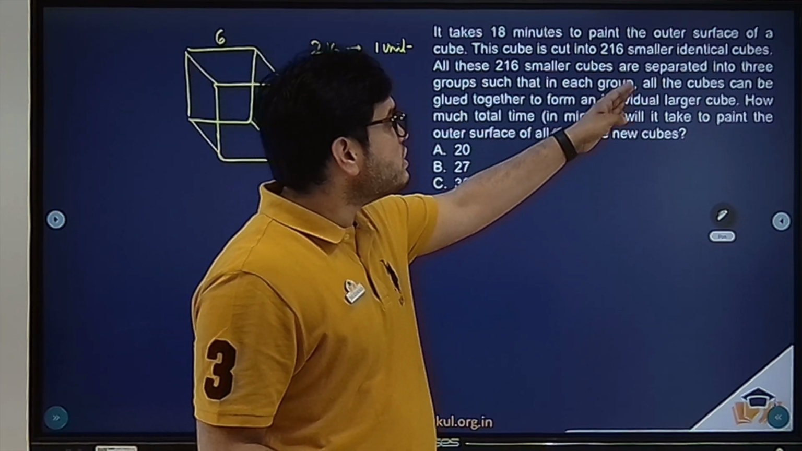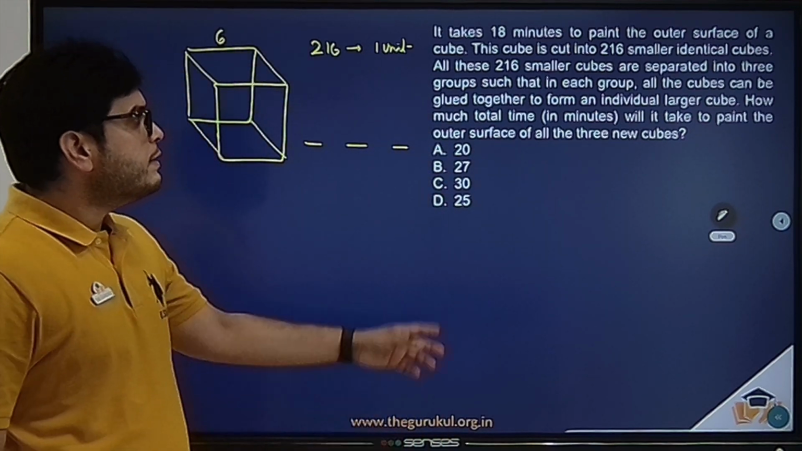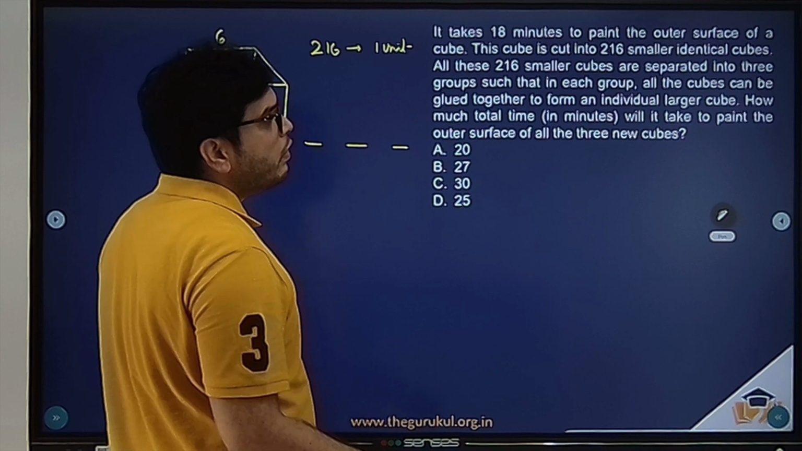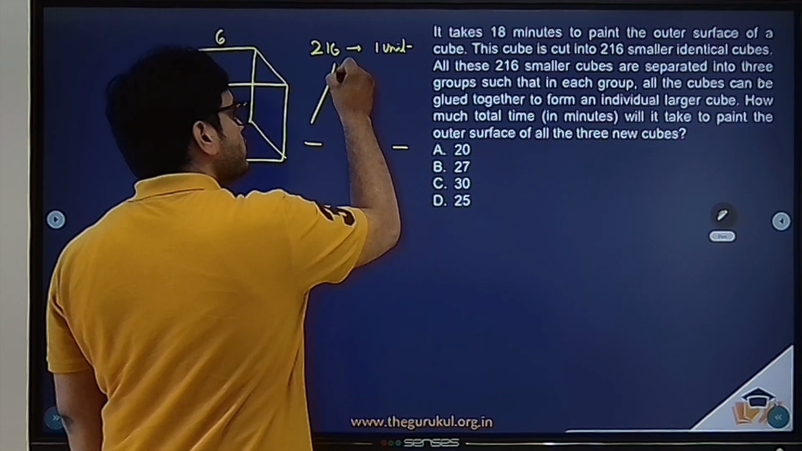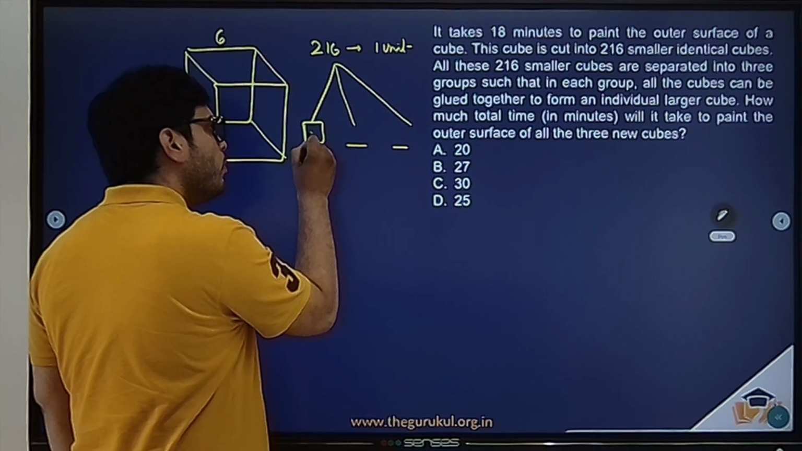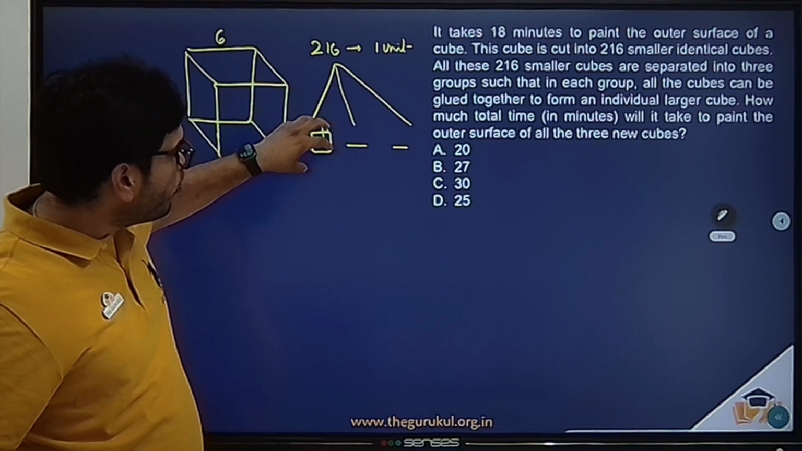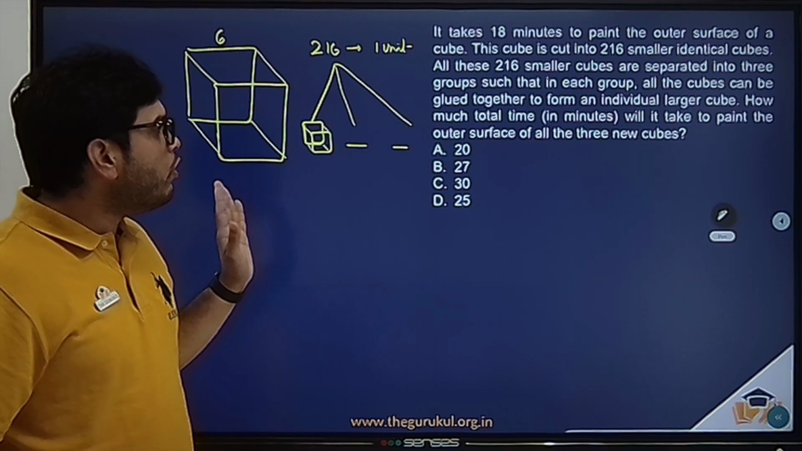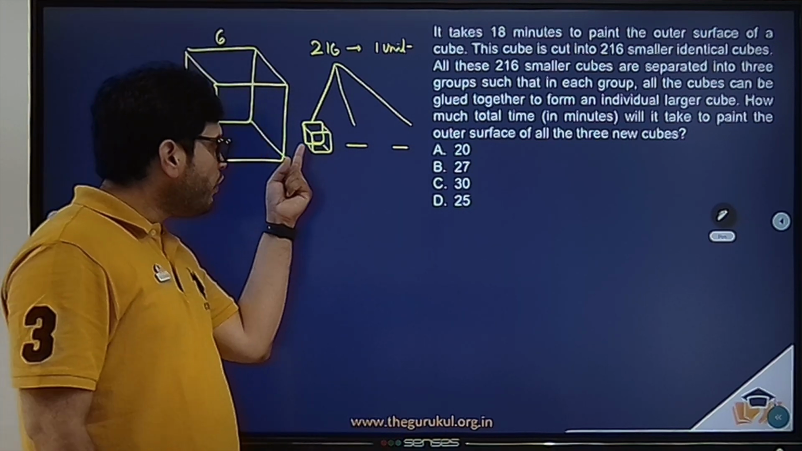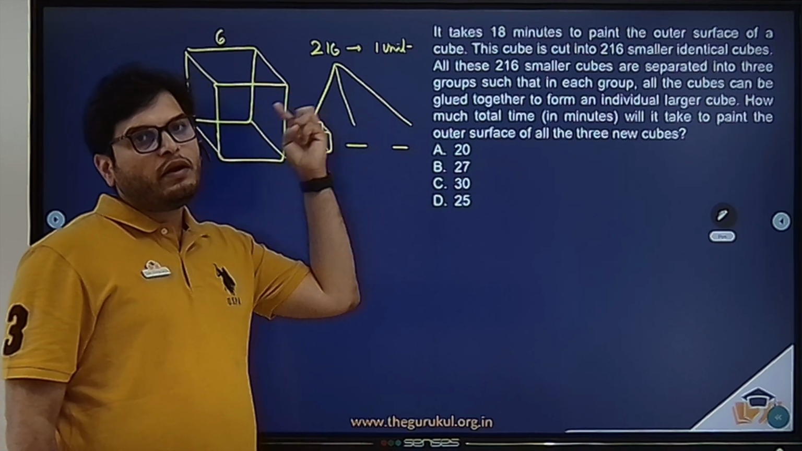Now these 216 smaller cubes are separated into 3 groups. So 1, 2, 3. Such that in each group, all the cubes can be glued together to form an individual larger cube. So these 216 smaller cubes are arranged into 3 groups and you will be able to form a cube from these grouped cubes. So you'll be able to form a cube here and a cube here. Now what was asked? How much time will it take to paint the outer surface of all the 3 new cubes? So you have a cube being formed here and here. So we are asked to find the time that is required to paint all the 3 cubes.